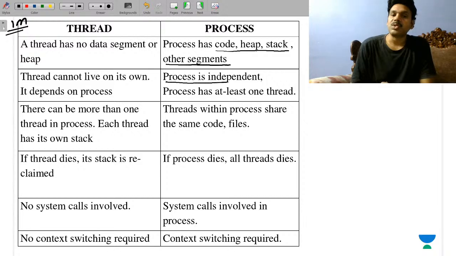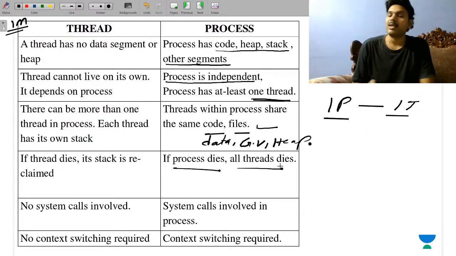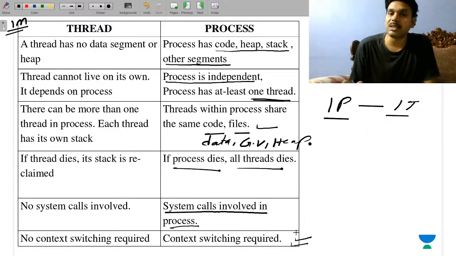And the next point is process is independent. And next point, if I am using the thread concept, every process is one thread. So when I am saying one process, I am executing the concept of what? One thread only. So threads within the process can share code, files, data, as well as global variables and heap. And next point, if a process dies, then all the threads which were created in the process will automatically die. That's very important. If any process is killed, then automatically its threads are going to be killed, because threads depend on the parent. And there is a requirement of some system calls here. And the context switching is more in the process, and context switching is less in the threads.